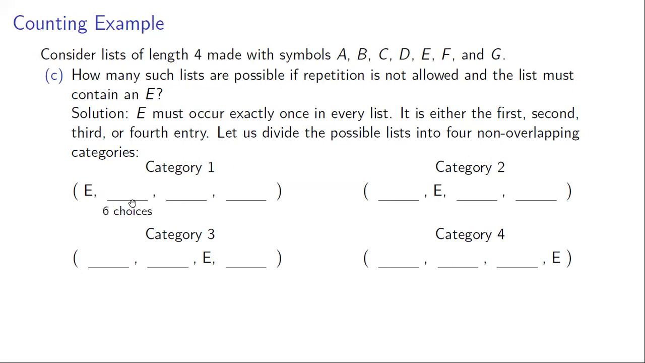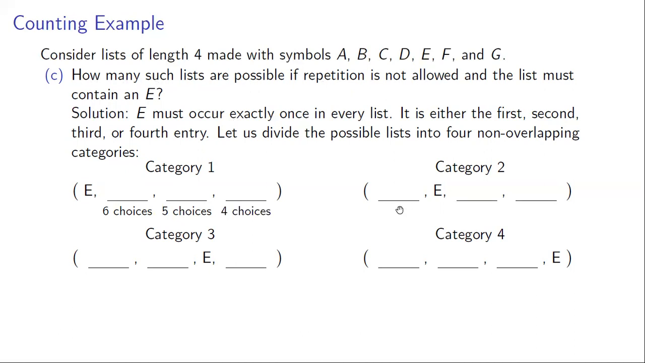So for this one, how many choices do we have? Well, we used E already, and we cannot repeat letters in part C. Repetition is not allowed. So we have 6 choices, right? We cannot use E again, but any of the other letters are fair game. For the next entry in category 1, we cannot reuse E, and we cannot reuse whatever we used here. So we have 5 choices, and then we have 4 choices for the next one.